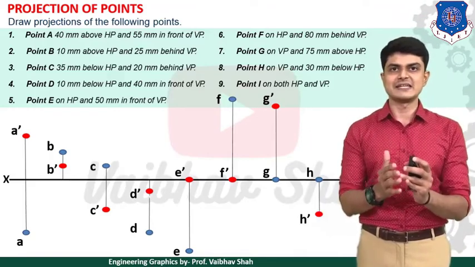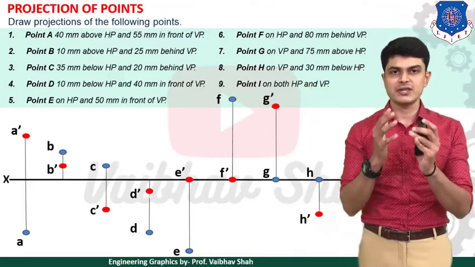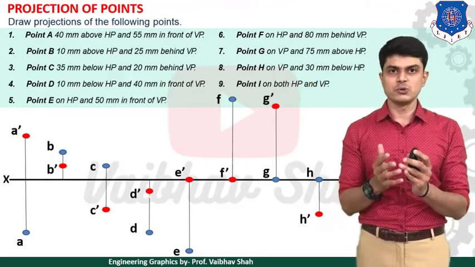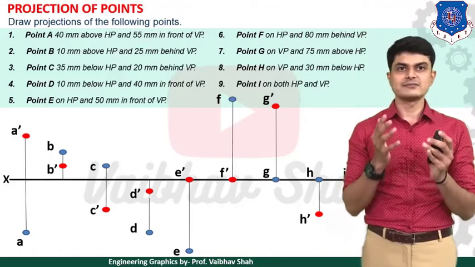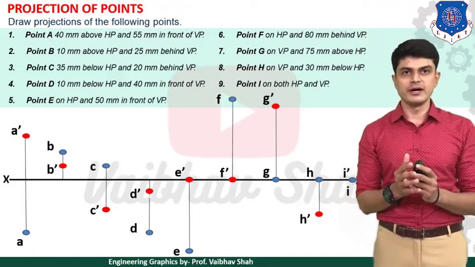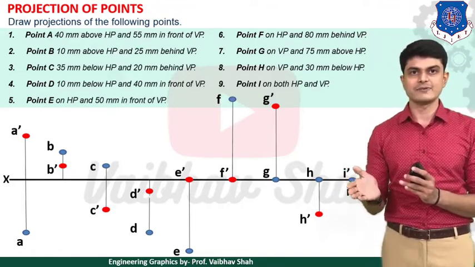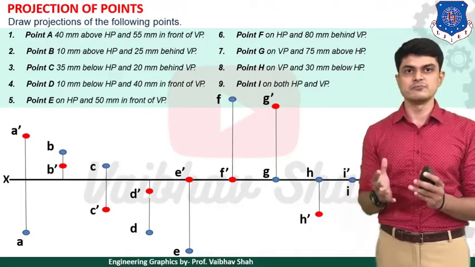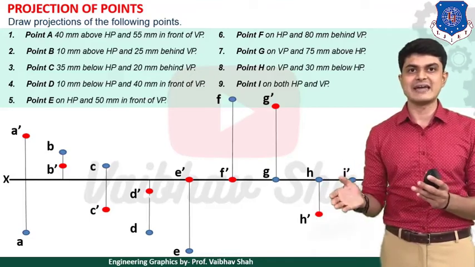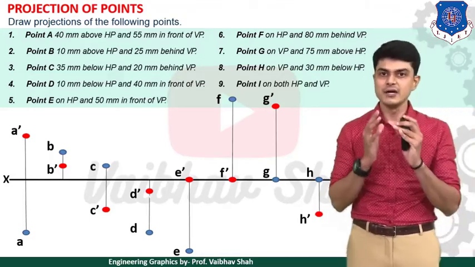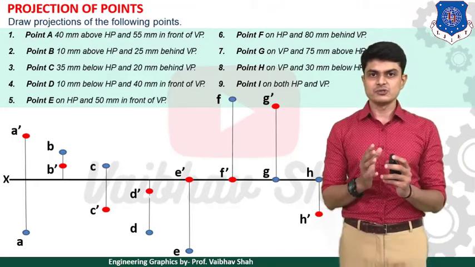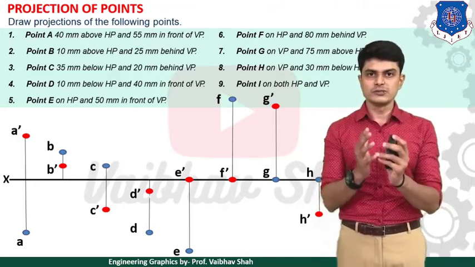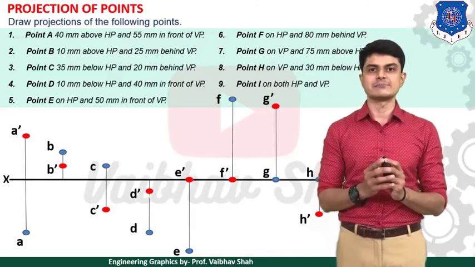Now let us see the final example, which is point I is on both HP and VP. So what does that mean? Both your top view and front view would be on the XY line itself, because it is resting on HP and VP itself. That means your final views would be lying on the same line. So I dash and I would be the same point on your XY line itself. So very easy. Try to solve this example by yourself by using the table. If you know the table, then you can easily solve this example, right?